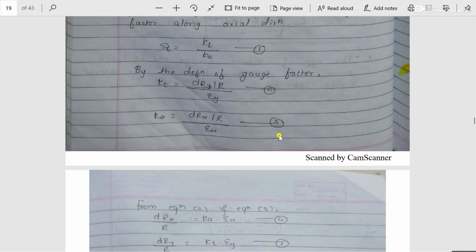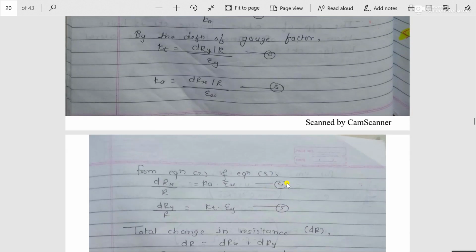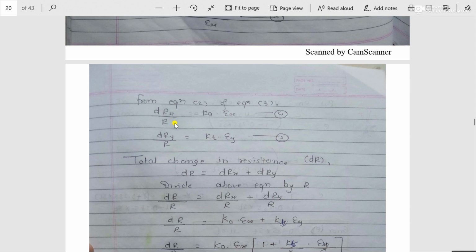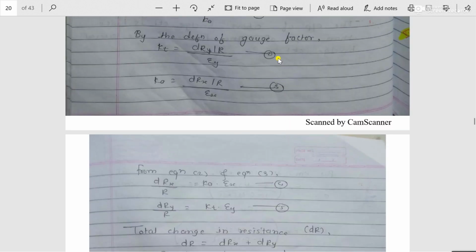I have written equation 4, that is, delta Ry upon R by taking epsilon Y to the left side. Similarly, I have written the equation for delta Rx upon R by taking epsilon X to the left side. Therefore, I get equations 4 and 5, that is, delta Rx upon R is equal to Ka into epsilon X. Similarly, delta Ry upon R is equal to Kt into epsilon Y. So these are equation number 4 and equation number 5, obtained from equations 2 and 3 by rearranging the terms.